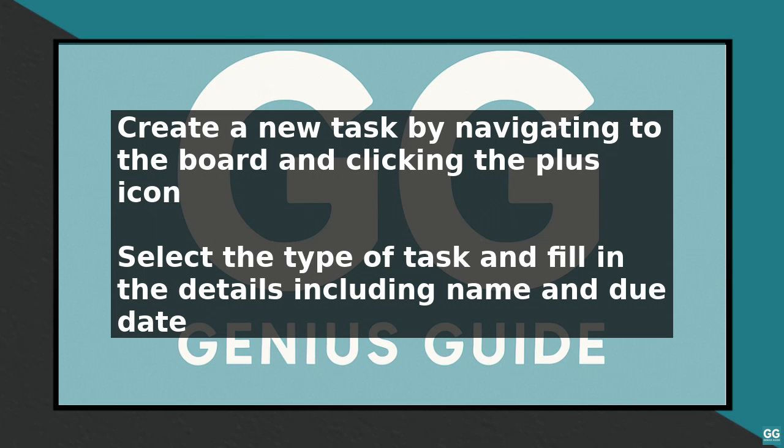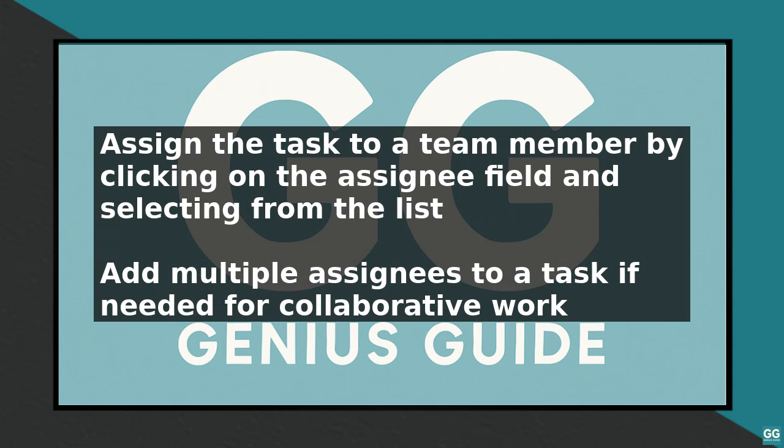On Monday Calm, the first step is to create a new task. To do this, navigate to the board where you want to add the task and click on the plus icon. Then select the type of task you want to create, such as a simple task or a recurring task. Fill in the task details, including the task name, due date, and assignee.